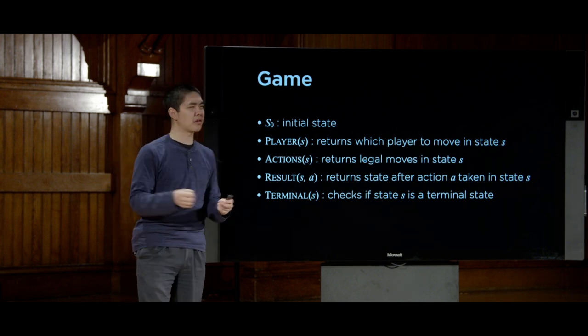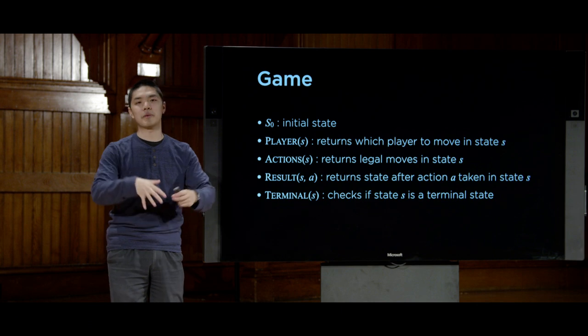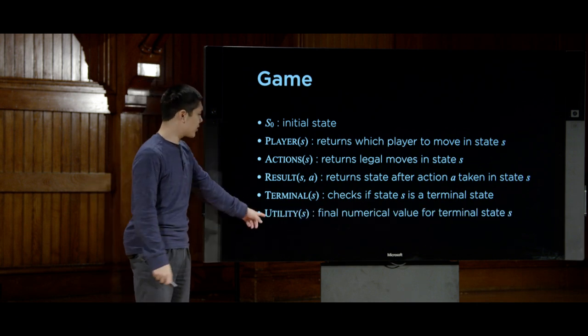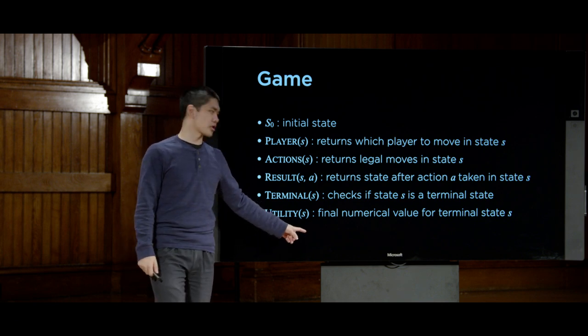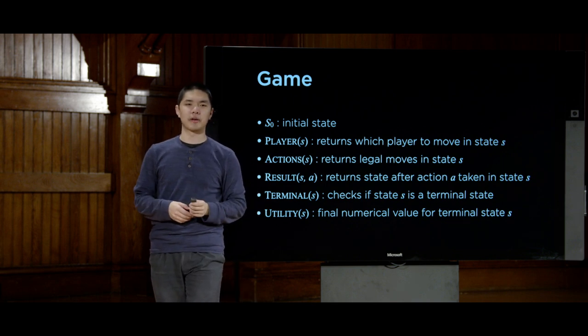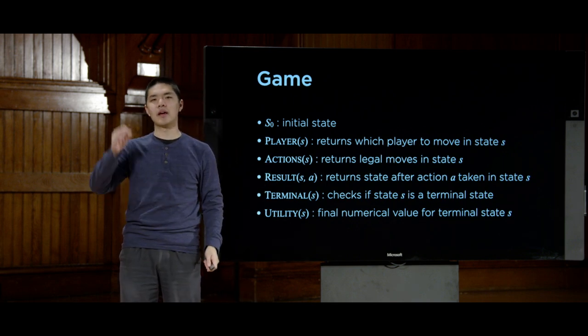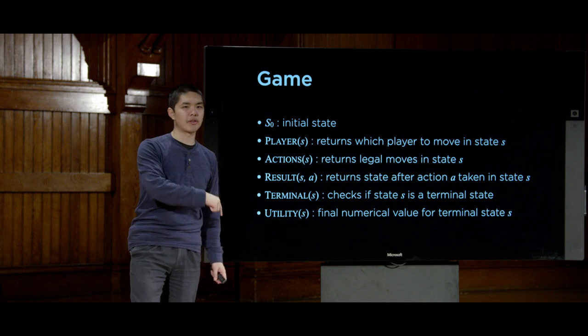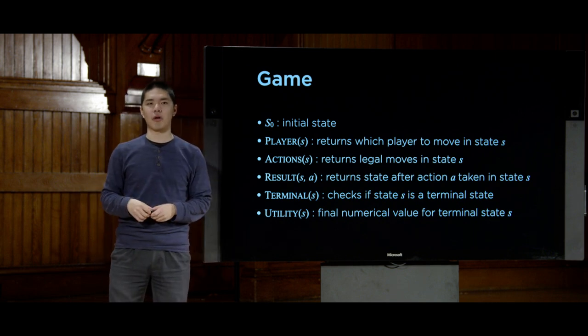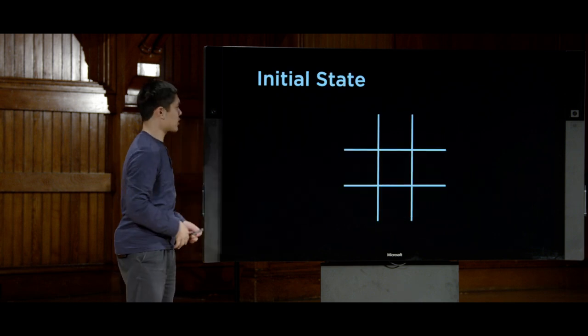Either of those conditions make it a terminal state. In a game of chess, it might be something like when there is checkmate, or if checkmate is no longer possible, that becomes a terminal state. And then finally, we'll need a utility function, a function that takes a state and gives us a numerical value for that terminal state, some way of saying if X wins the game, that has a value of 1. If O has won the game, that has a value of -1. If nobody has won the game, that has a value of 0. So let's take a look at each of these in turn.